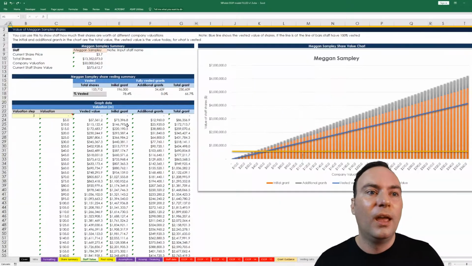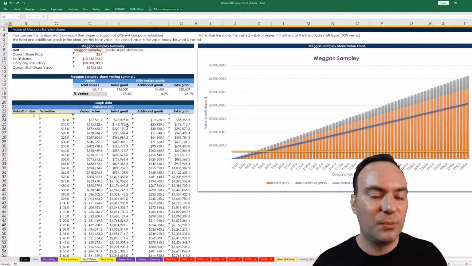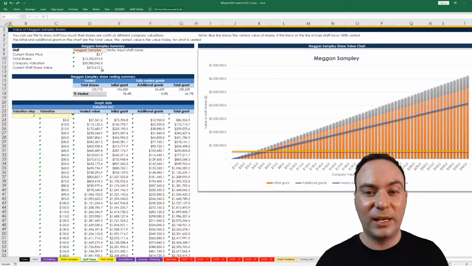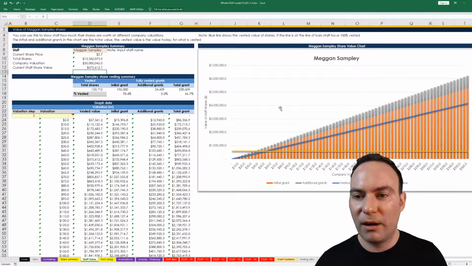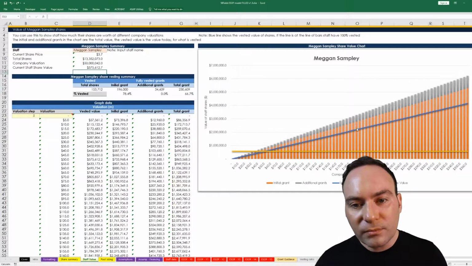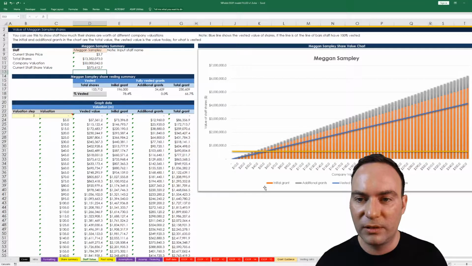Staff value. So here is a fab way to be able to show staff what they're actually worth on paper from your company. So we'll see here what the current share staff value is, what their vested value is, and the initial grant and the additional grants that they have.